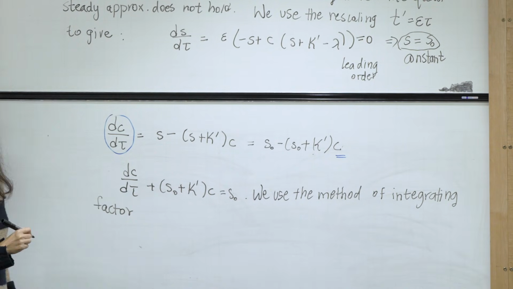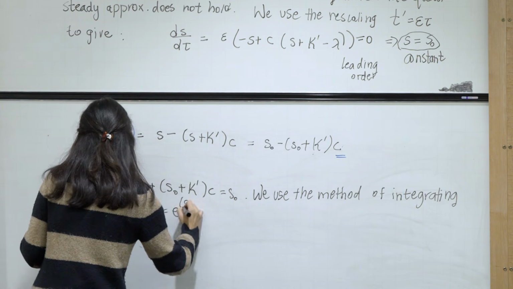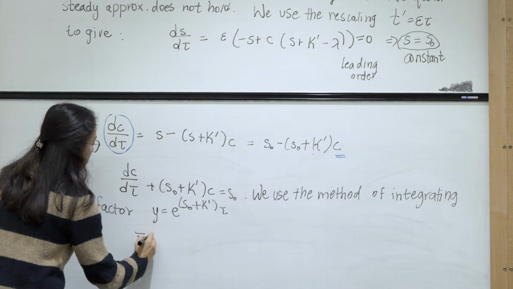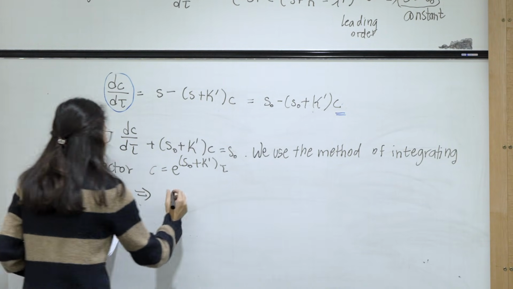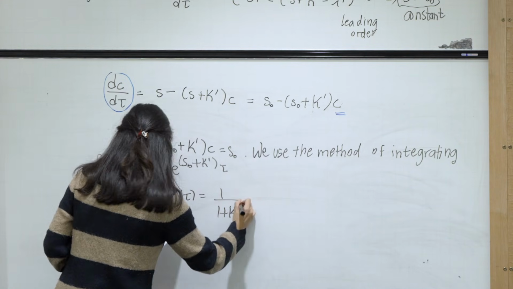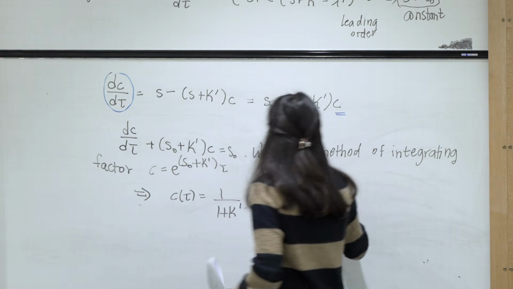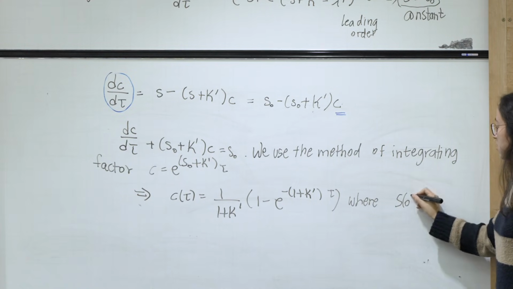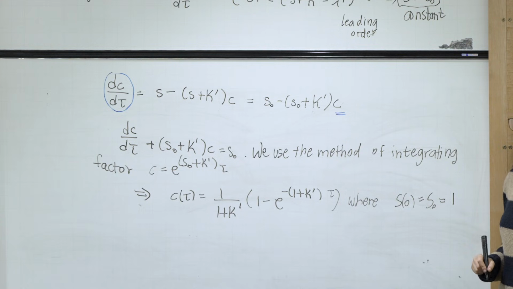How many of you actually want me to do it? None of you. Okay, so I will just give it. So basically you just do this. And then when you plug in this as your condition, you will end up with the following. So this is a function of tau. It's 1 over 1 plus K prime, and I have 1 minus. And here I have already substituted for S0, which is equal to 1, which was our initial condition.